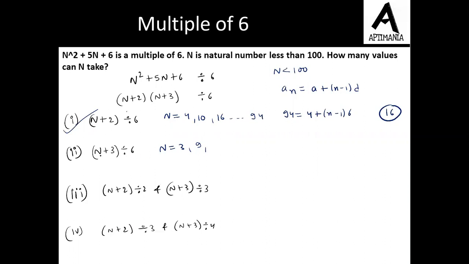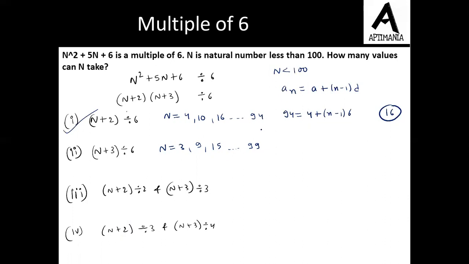Now see, when we substitute 3 over here, it will become 6, which is divisible by 6, right? And when we substitute 9, then it will become 12. Again, a multiple of 6. When we substitute 15, it will become 18. Again, a multiple of 6. And so on. And the last value that we can take in this particular case is 99.